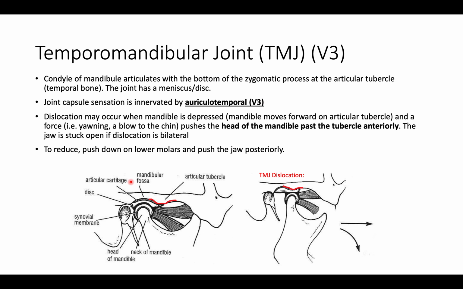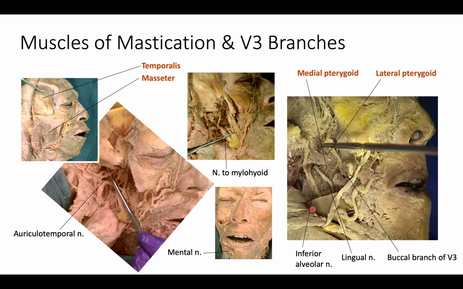So dislocation may occur when somebody is like yawning or there's a blow to the chin and it pushes that mandible past the tubercle anteriorly and that jaw is stuck open if the dislocation is bilateral. So to reduce it, they have to pull down on the lower molars and push that jaw posteriorly.